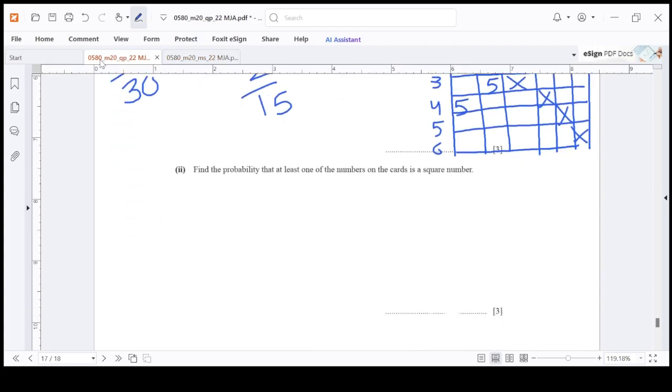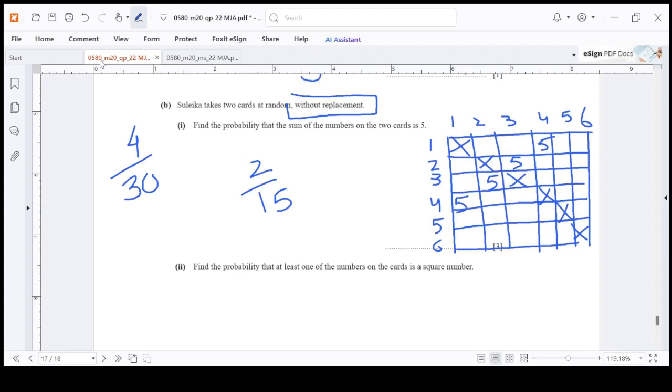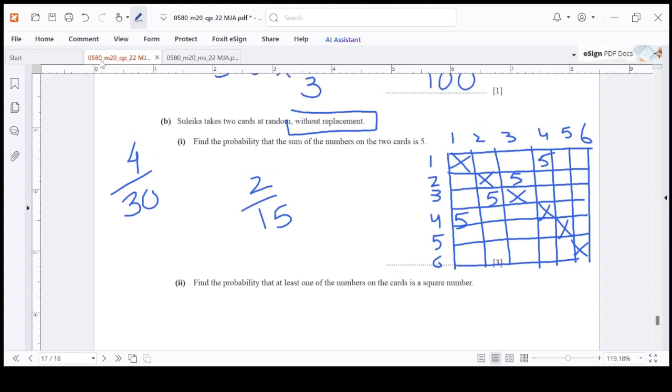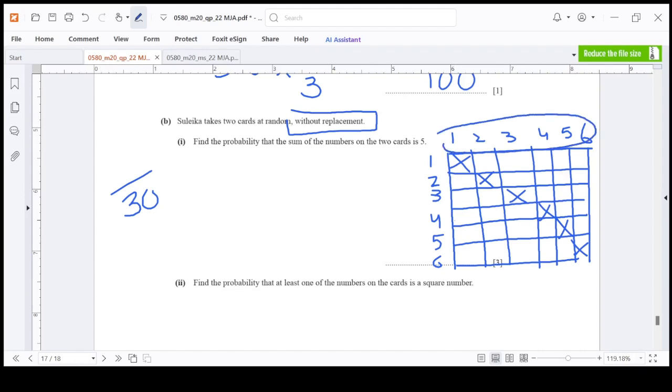Find the probability that at least one of the numbers on the card is a square number. Okay, now let me get rid of these 5. How many square numbers do we have over here? We have 1, which is a square number because 1 squared is 1. And 4 is a square number because 2 squared is 4. So we just have 2 square numbers, 1 and 4, so we have to keep this in mind.